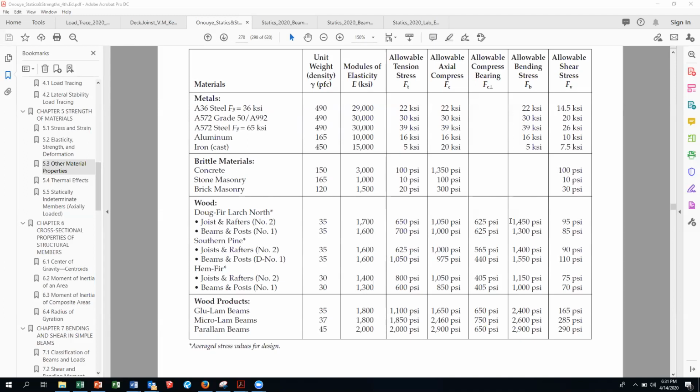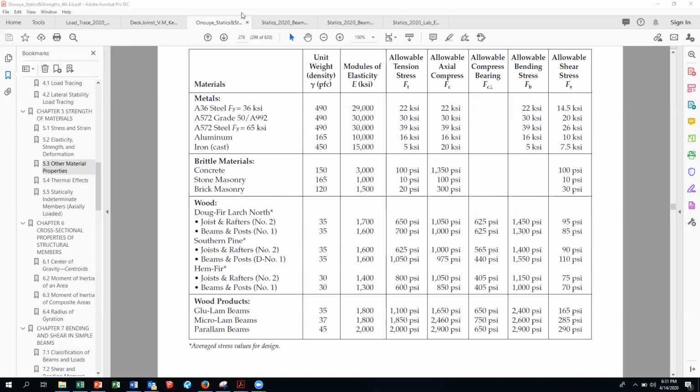And what's my allowable bending stress? What's the number? We're using number 2, you said, right? Yep. So that's 95 PSI. No, that was shear. What's my bending stress? Oh, 1,450. Okay.